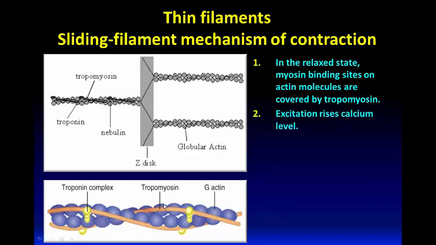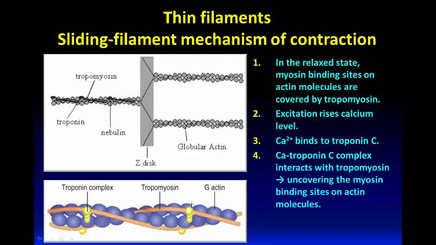A third type of protein which we have in the thin filaments is troponin. So when the myocytes are excited and we have calcium-induced calcium release from the sarcoplasmic reticulum, and a rise in the intracellular concentration of calcium ions, calcium binds to troponin C. When this happens, the calcium-troponin C complex interacts with tropomyosin, and this results in uncovering of the myosin binding sites on the actin molecules, and now the binding sites on the actin molecules are ready for the myosin heads to bind to.